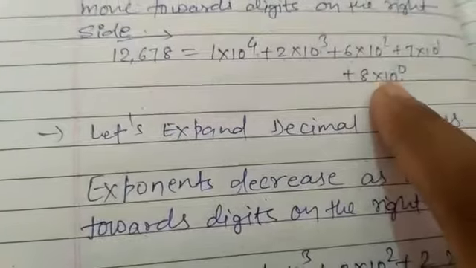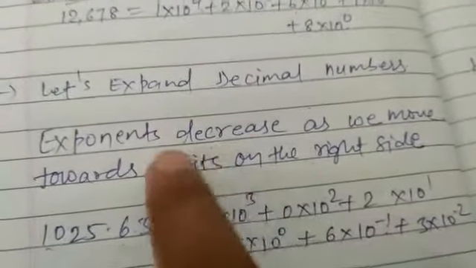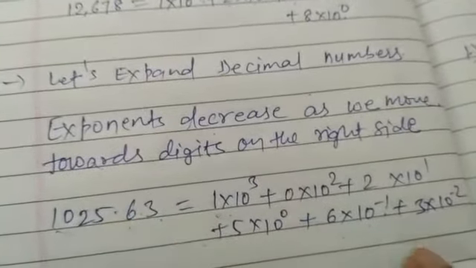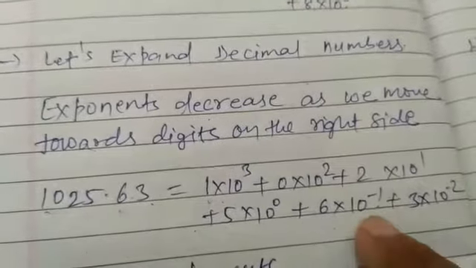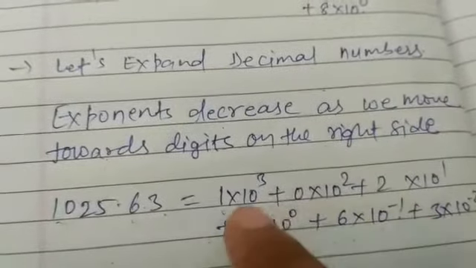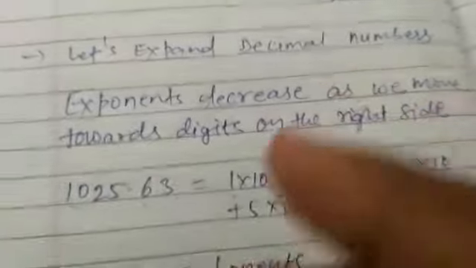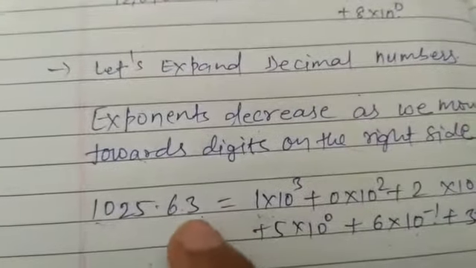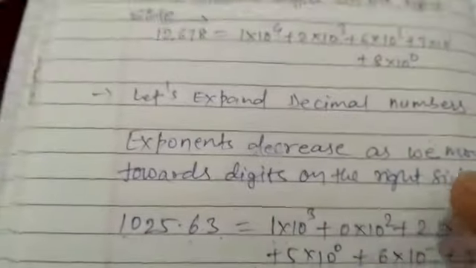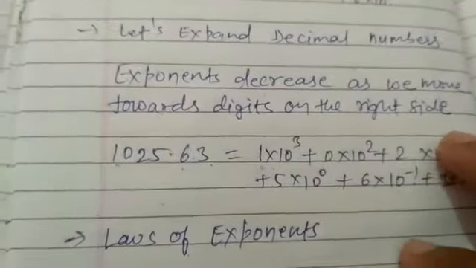In the case of decimals, it also shows the same behavior. But after the decimal part, we raise the power in minus form. You can see that 3, 2, 1, 0, and after 0, minus 1 and minus 2. It shows the decimal expansion of the exponential form of bigger quantities. After that, we are going to talk about laws of exponents.